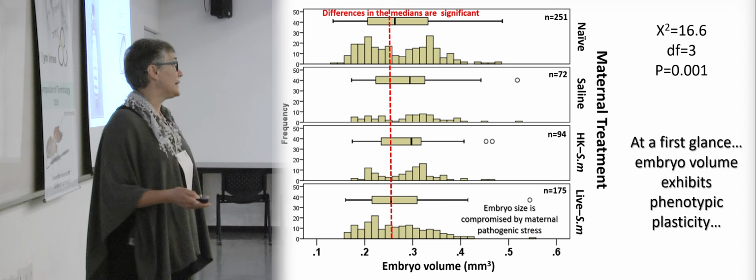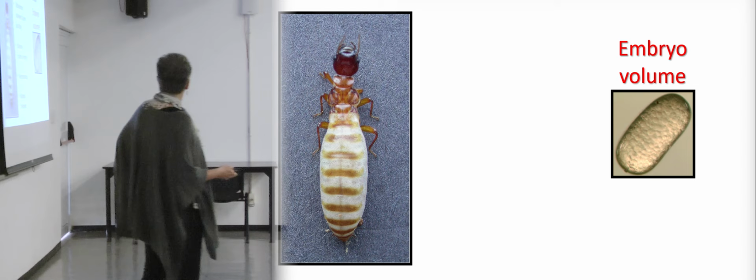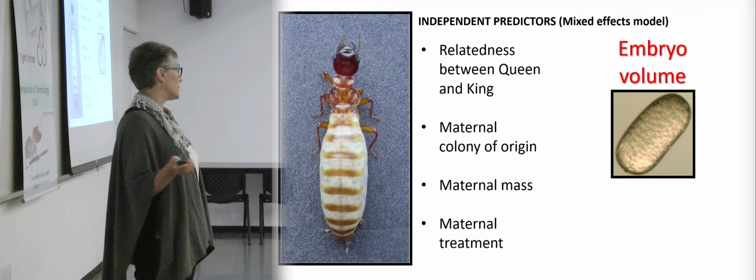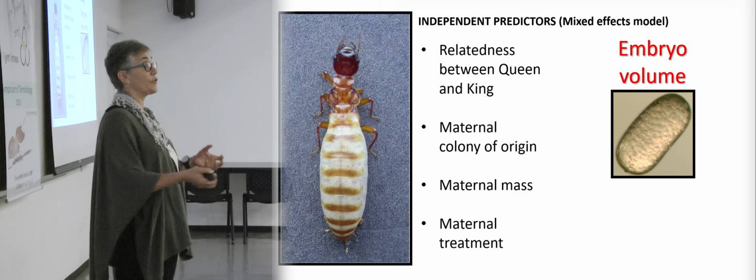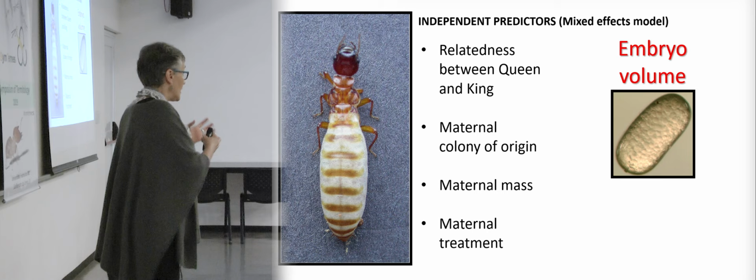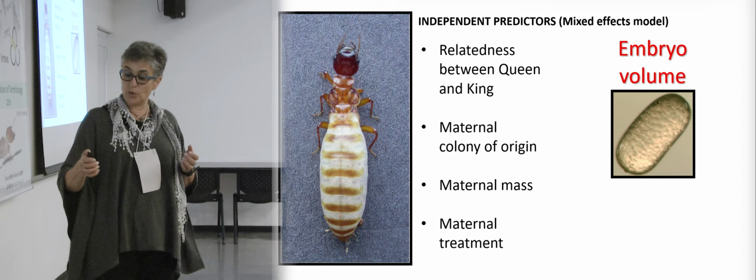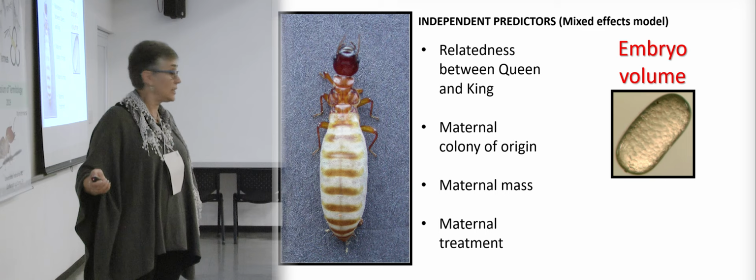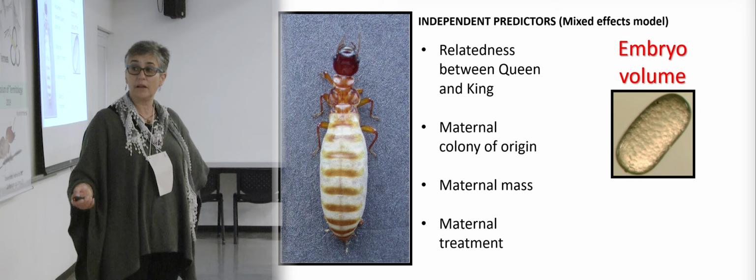So we did a mixed effects model analysis where we added all these different variables. First, the relatedness between the king and the queen, because they could come from the same nest, which we call sibling mating, a kind of inbred line, versus outbred from different colonies. We needed to control for that in our setup. We also included the mother's colony of origin, the maternal mass, whether it's a big, heavy female versus a small female, and maternal treatment. And these are the results.